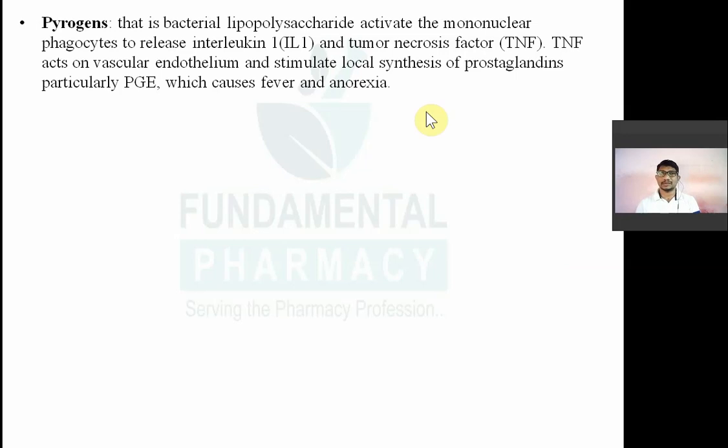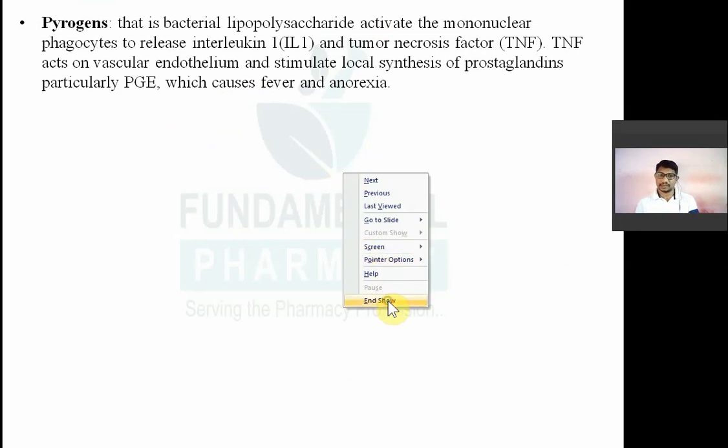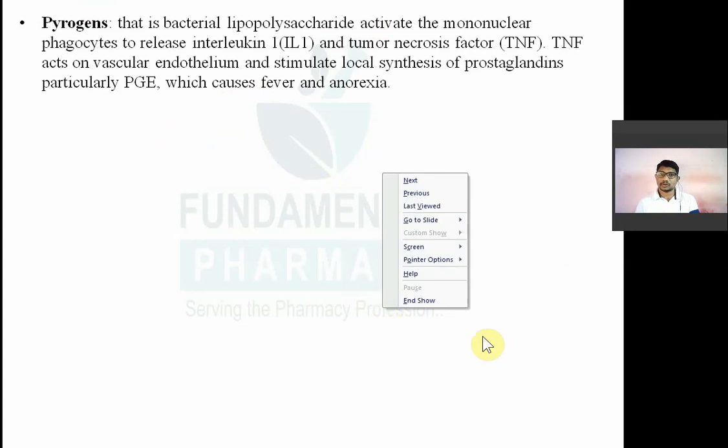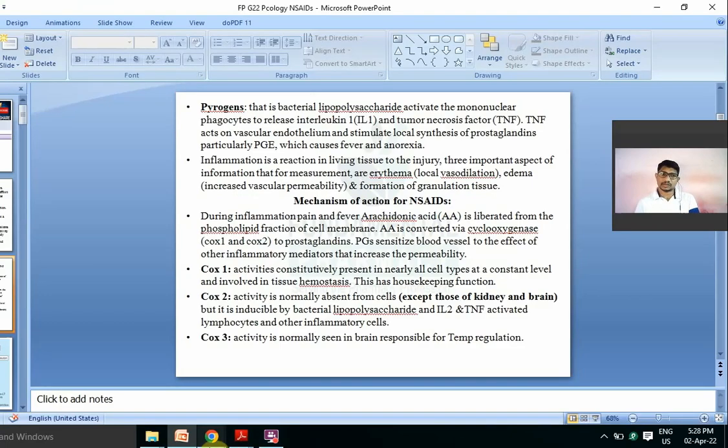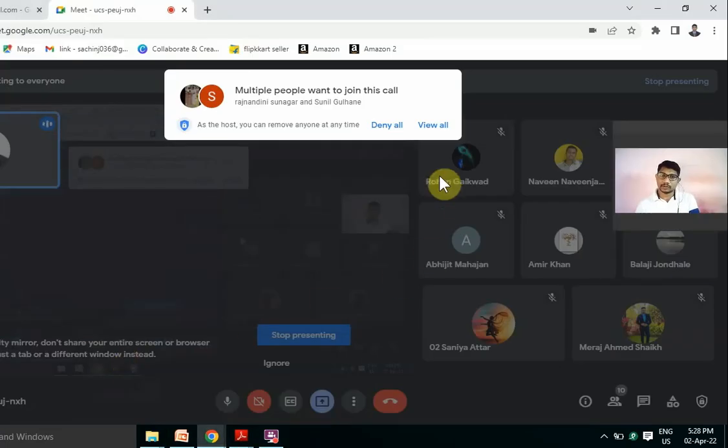So these are the metabolic product of your bacteria that has a capacity to increase your body temperature. That's why they are known as pyrogens. Pyro means pyrexia, gens means agent. So those are the agents which will increase your body temperature. They are known as pyrogens. Pyrogens are nothing but the metabolic product of your bacteria.